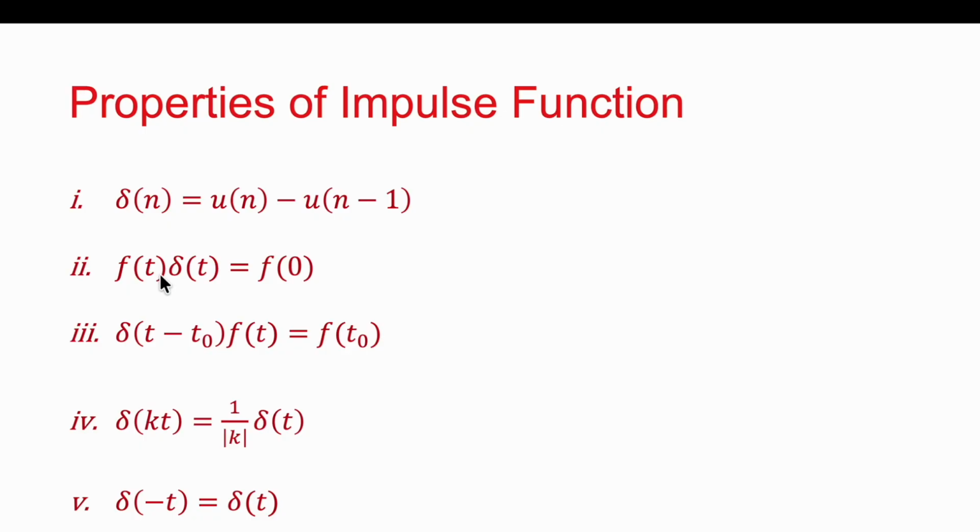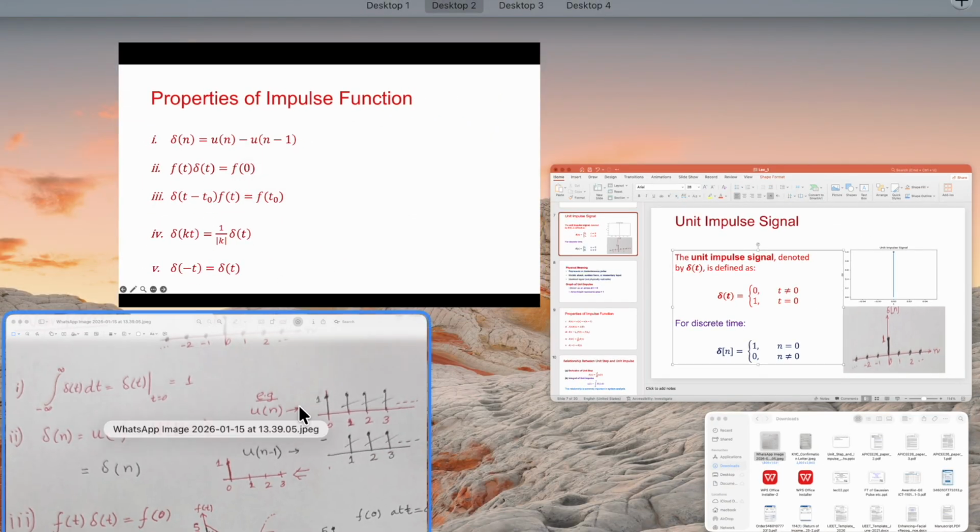If a function is multiplied by an impulse signal, then you can write that the function is evaluated at t equals 0. Like f of t multiplied by del of t is equal to f of t at t equals 0, or f of 0. We can prove that as well.